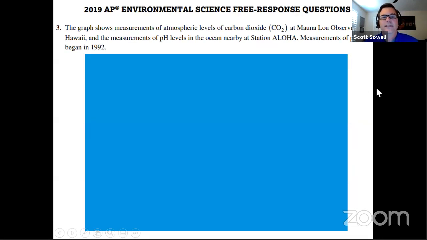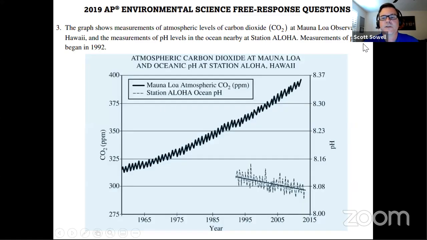So this is coming from last year's exam. So last year's FRQ number 3 says, the graph shows measurements of atmospheric levels of carbon dioxide at Mauna Loa Observatory in Hawaii and measurements of pH in the ocean nearby at Station Aloha. Measurements of pH began in 1992. So here's a graph, and this is what you're presented with at the beginning of the question.